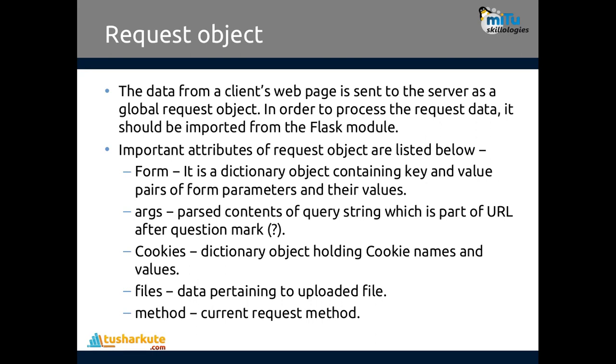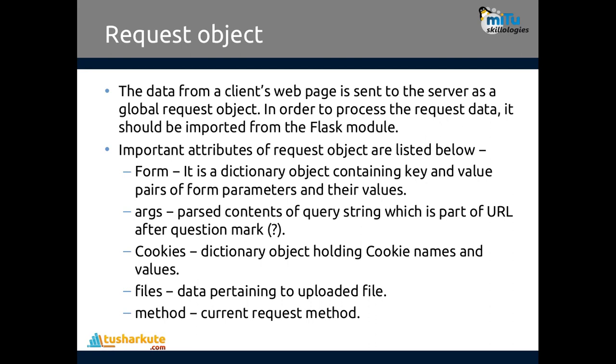Next, cookies. Cookies is also a dictionary object holding the cookie names and values. In upcoming sessions, we'll talk about what a cookie is and how to handle it. Then files. When a client wants to send a file from the client side to the server side, that also will be saved inside the attribute files. We'll see that in an upcoming session.